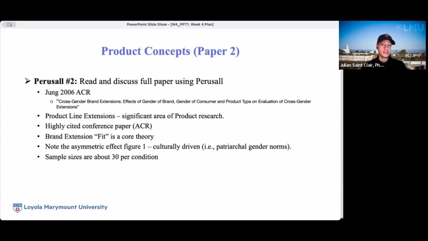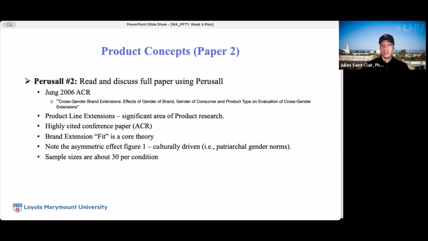Note the asymmetric effects that they uncover, especially when you're looking at figure one. You can see that based on the gender of the consumer, there are different responses. These effects are culturally driven, particularly by the patriarchal gender norms of the participants that are being studied here in this paper. So it's interesting to connect that to our talk about intersectionality and the role that norms and power play in any given study.